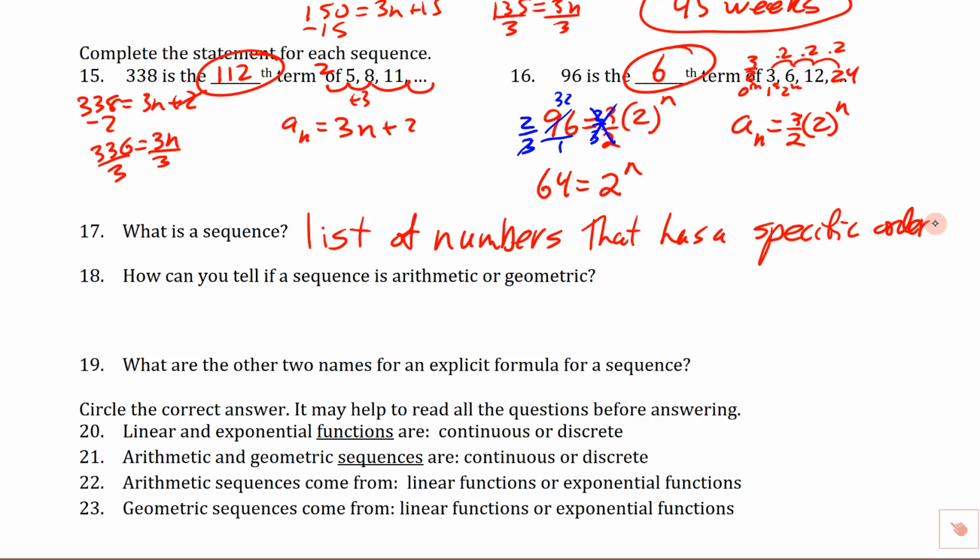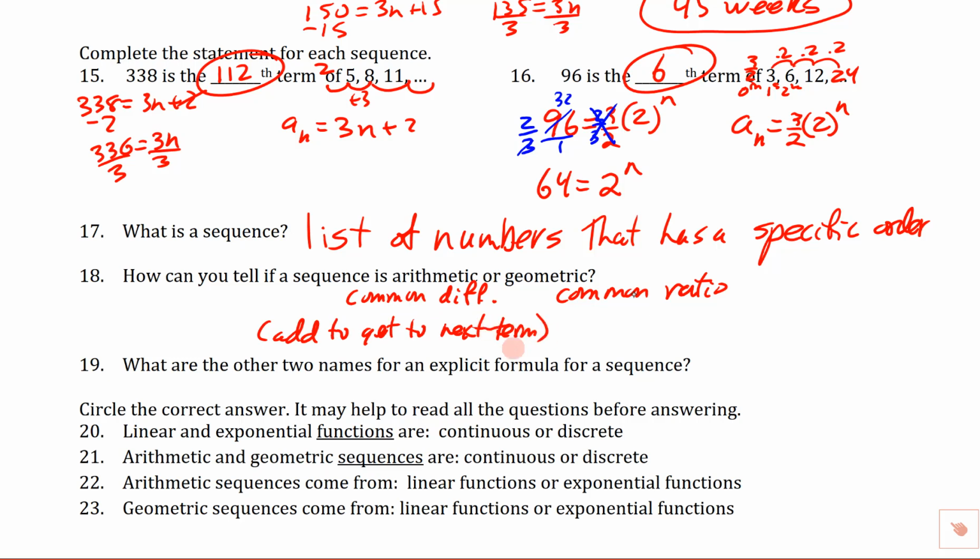And then it says, how can you tell if a sequence is arithmetic or geometric? Remember, if it's arithmetic, it has a common difference, and if it's geometric, it has a common ratio. And then we could state a little bit further what that means. This means that we add to get to the next term, and on a common ratio, we multiply to get to the next term.